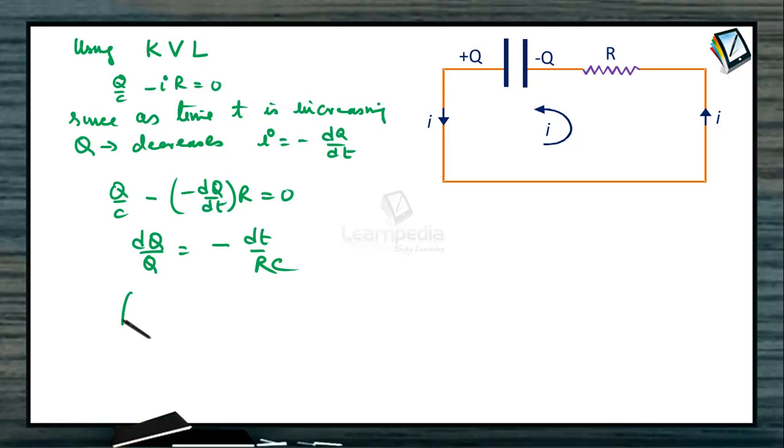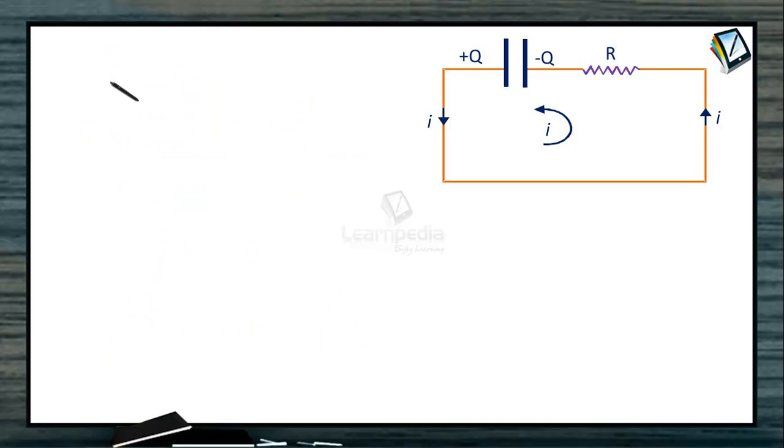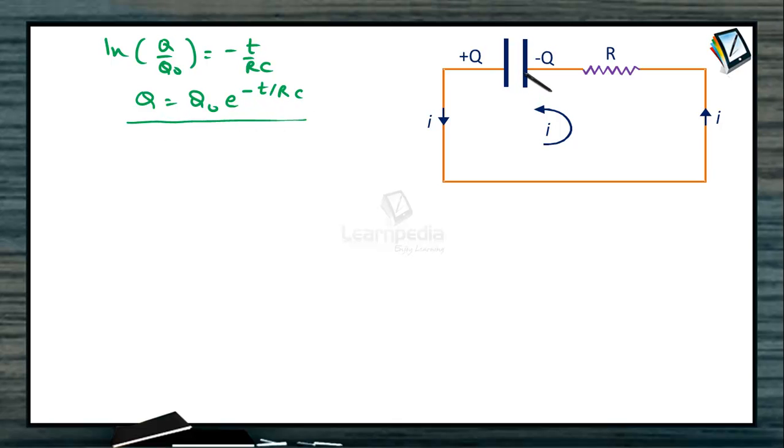Now integrating from the initial charge Q0 to the charge Q, integral of dq by Q is equal to minus 1 by RC times the integral from 0 to t of dt. We get ln of Q by Q0 is equal to minus t by RC, or Q is equal to Q0 e to the power minus t by RC. This is the charge on the plates of the capacitor.